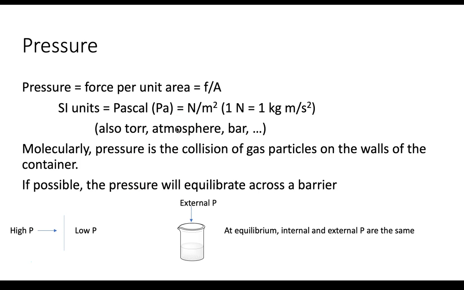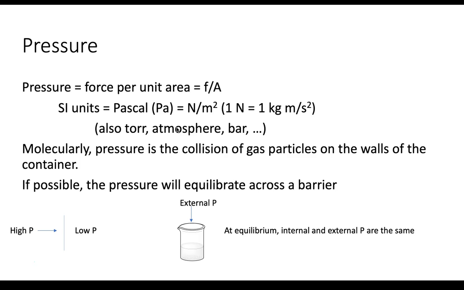Pressure is force per unit area. The SI unit of force is a Newton, area would be meters squared, so the SI unit is the Pascal. A Pascal is a Newton per meter squared. There are other units that we probably will use more often, although Pascals work, such as torr, millimeters of mercury, atmosphere, and bar. Just to give you some context, 1 atmosphere of pressure is 101,325 pascals. It's much easier with a bar, which is 100,000 pascals.